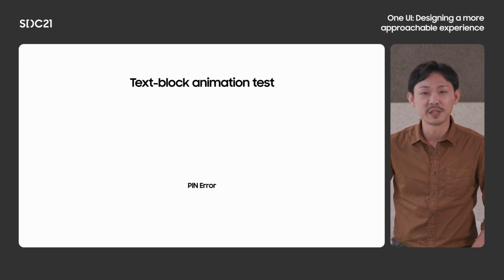We also tested movement with text. This example shows an animation with a negative message. We wanted to keep it lighthearted. You can understand the meaning by looking at just the animation.